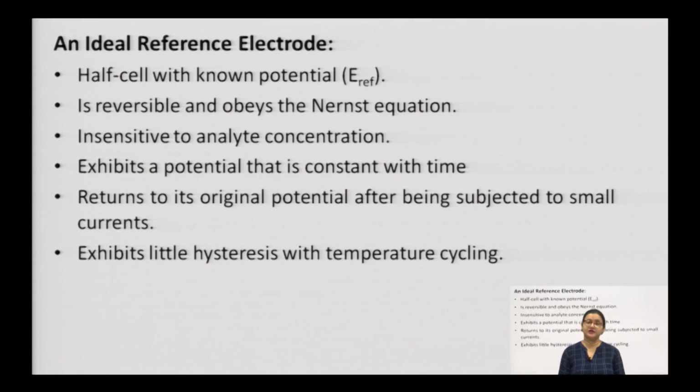Then another ideal characteristic of a reference electrode is that it is reversible. The reaction which it shows is reversible and it definitely follows the Nernst equation. What is the Nernst equation? I told you in my previous lecture that it calculates the electrode potential, which changes or shows a potential difference according to changes in the concentration of analyte or of the ions to be determined.